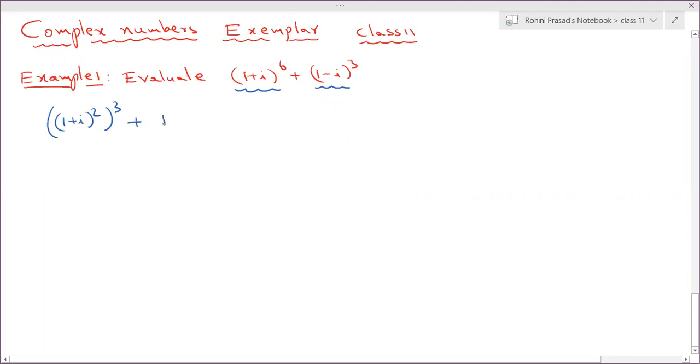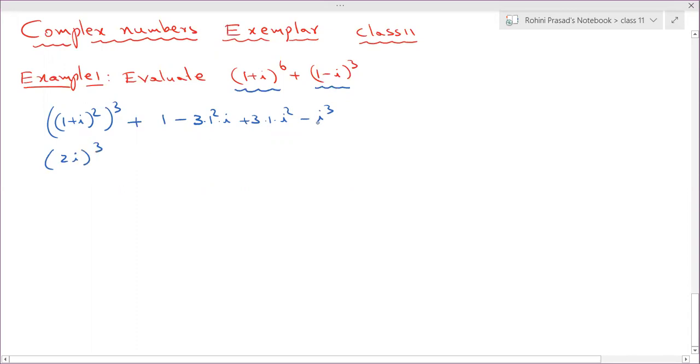So first 1 cubed minus 3 times 1 squared into i, plus 3 into 1 into i squared, minus i cubed, because of the (a minus b) whole cube formula. This (1 + i) squared is, i squared is minus 1, so this becomes (2i) whole cube.